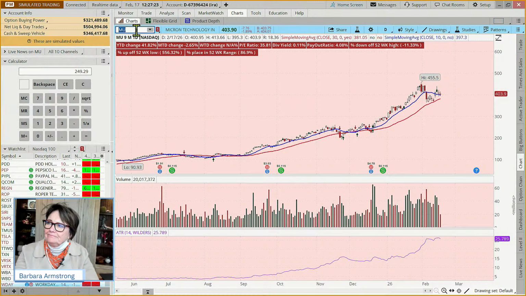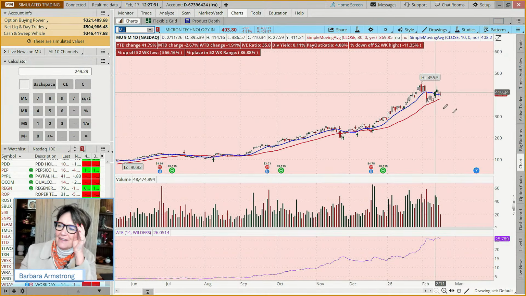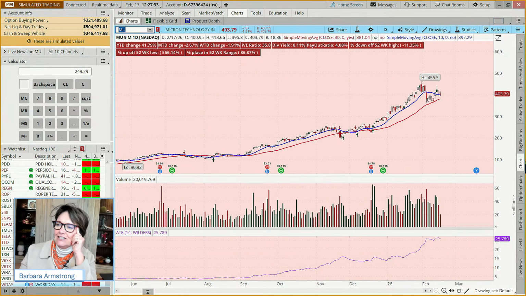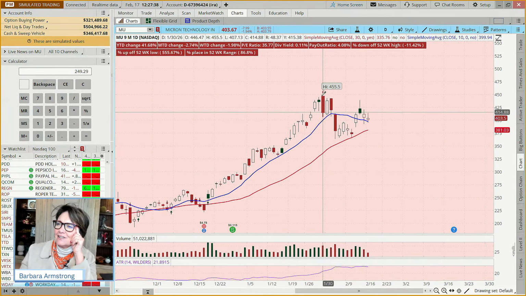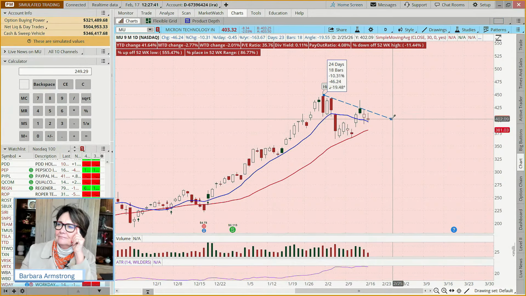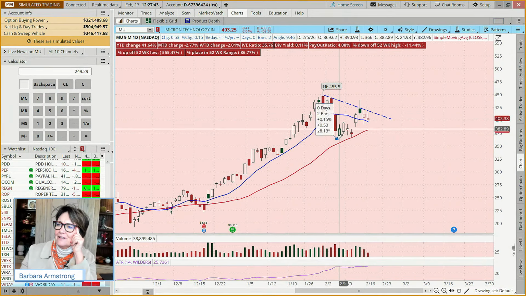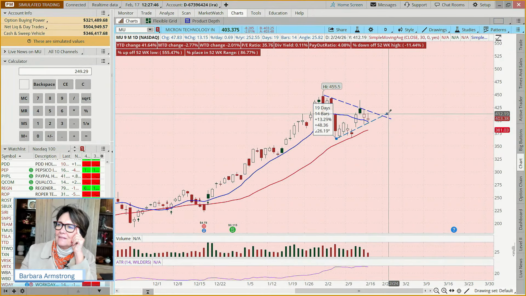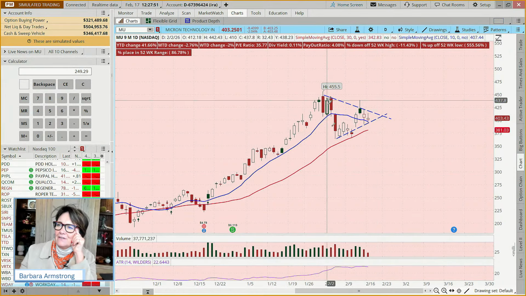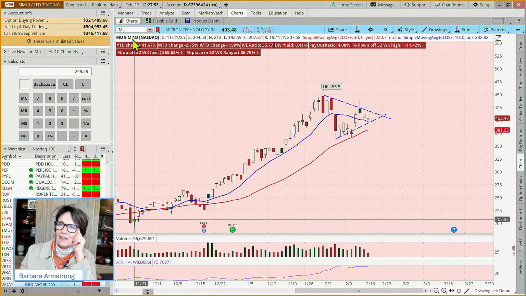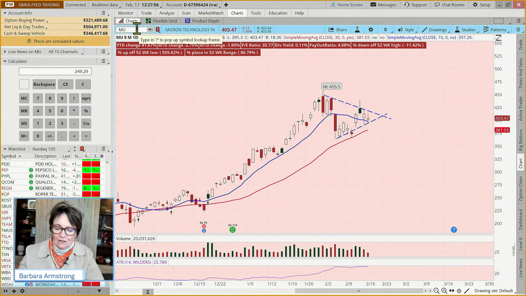How about Micron? And again, Micron, in the last 9 months, it's gone from $90 to $455, just an extraordinary move to the upside. And then it's kind of consolidated a little bit. I'm just trying to get as many as I can here. It's just kind of consolidating. And so again, some might look for that diagonal resistance breakout.